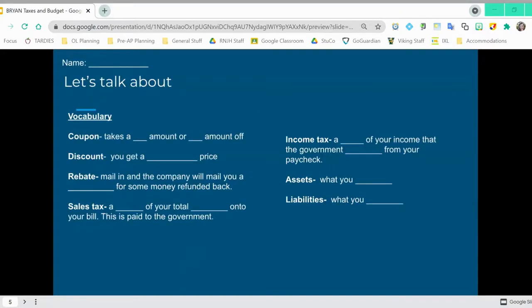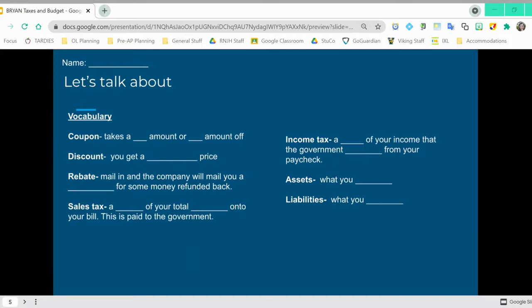Next, we're going to talk about some important vocabulary, some words that you're going to see come up in problems, and we need to know what these words mean. These are also words you're going to see and hear in real life, and so we need to know what these mean because this could make the difference between you having more money or losing money, depending on how you understand these and the decisions that you make with your money.